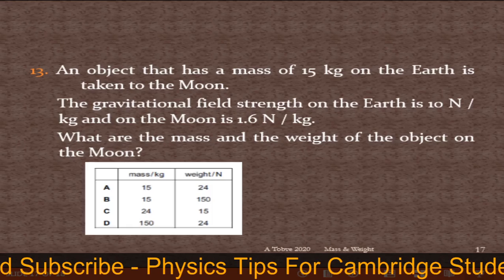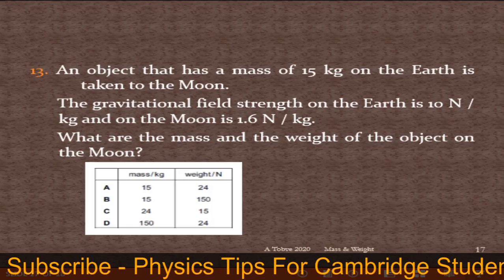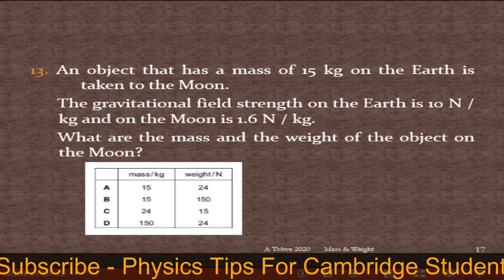So this one is similar to the one that we did, whereby we first of all calculate the mass. Okay, the mass is 15, we are given already. So we say 15 times the gravitational field strength on the Moon, so it will be 15 times 1.6. This should give you 24 newtons on the Moon. The mass does not change, the mass on the Moon and the mass on the Earth. So our answer should be A for this one.